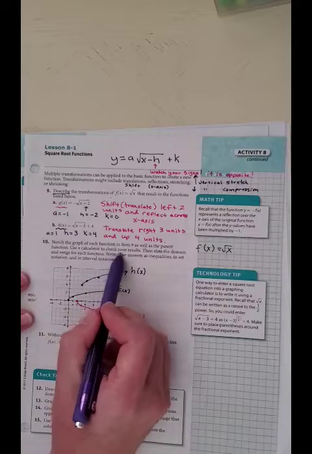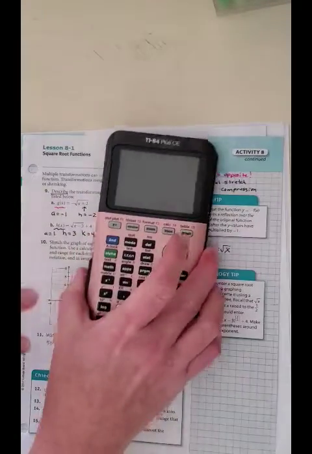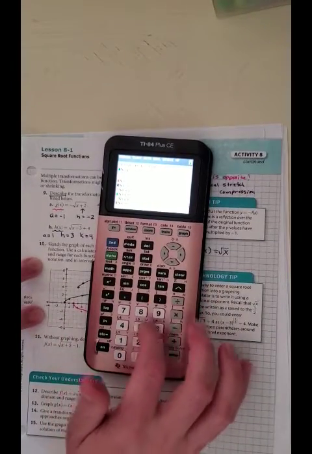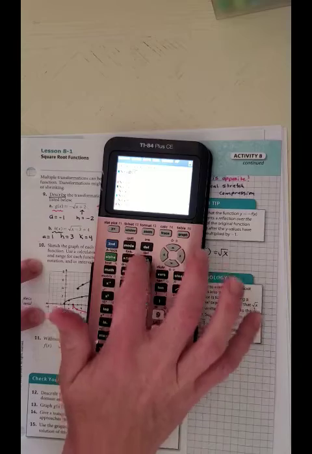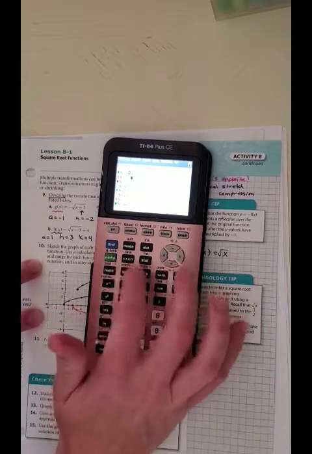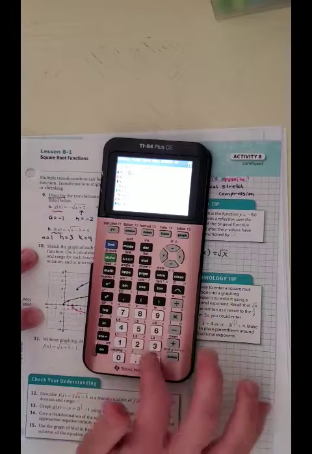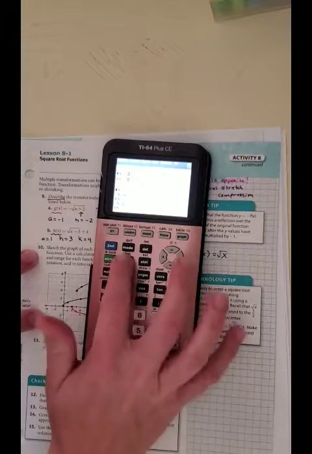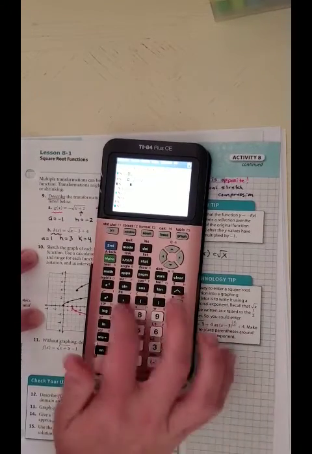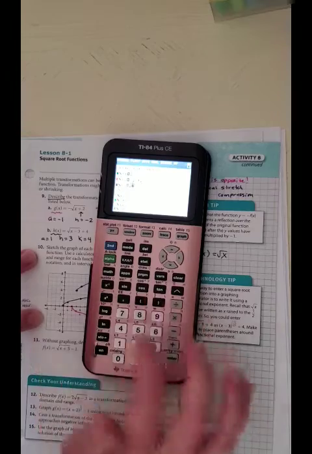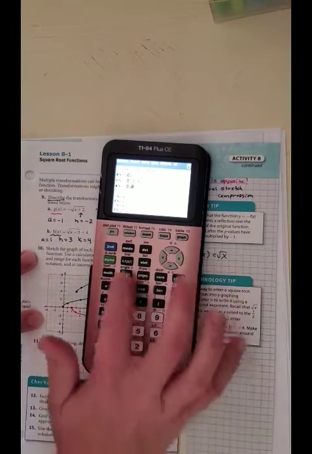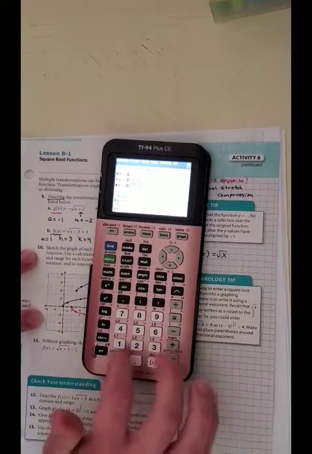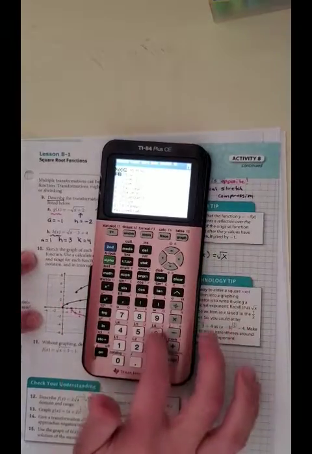Now, it does say to use a calculator to check your results. So I'll show you how to do that. You can do this in Desmos. I can do it in my graphing calculator. So I have y equals the square root of x. I have y equals negative square root of x plus 2. So x plus 2. And then I have y equals the square root of x minus 3 and then plus 4. Zoom standard.